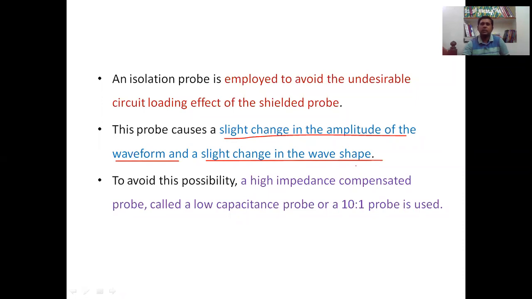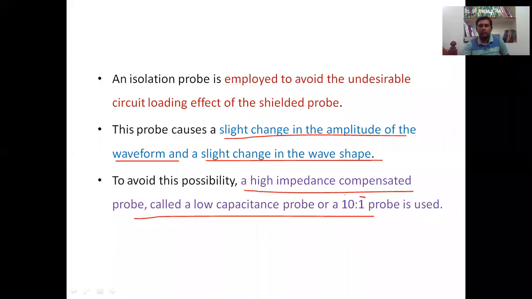See, this is also just like one, we can say a drawback or limitation, not drawback, we can say limitation. So use of this probe slightly increases the amplitude of the original output of the circuitry and slightly changes the wave shape. So to avoid this possibility, a high impedance compensated probe called the low capacitance probe, that is the 10:1 probe, is used. That is the next type of probe.